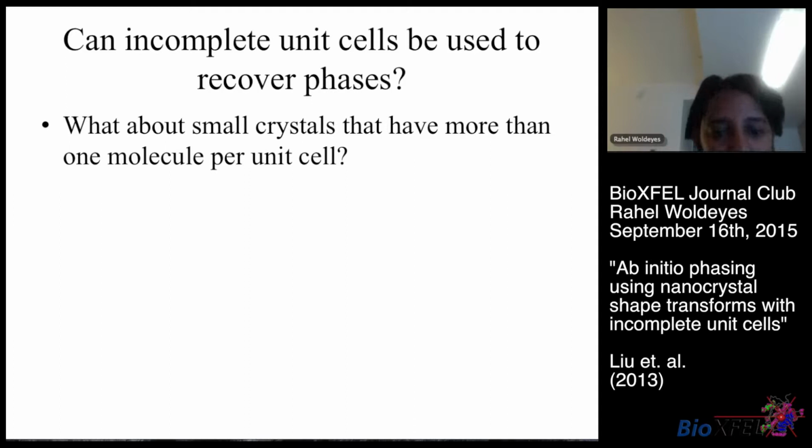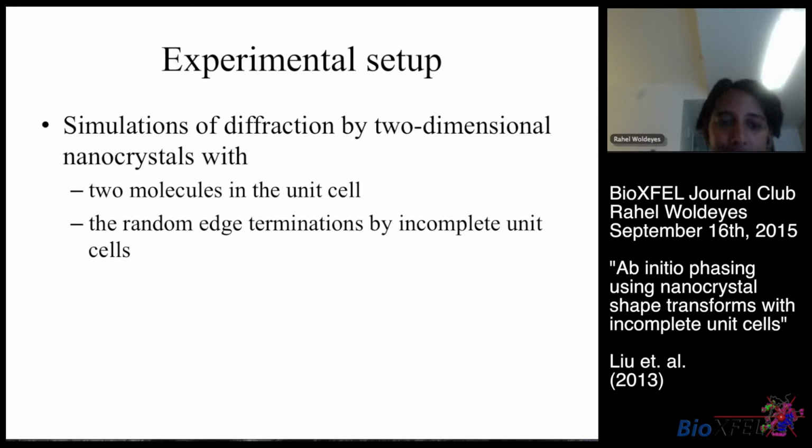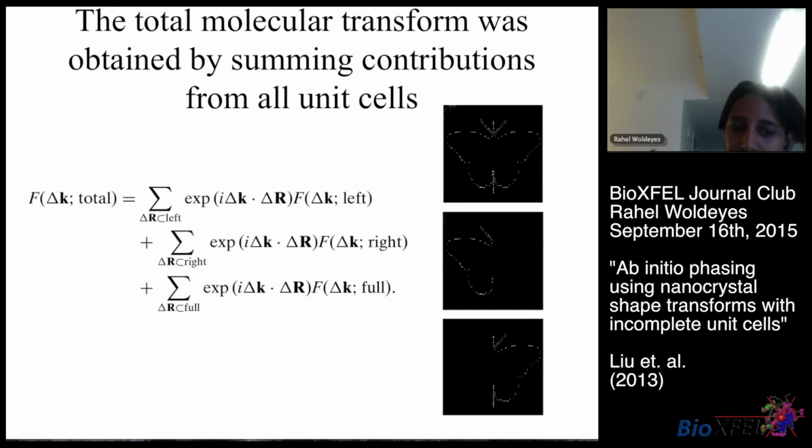So the experimental setup is, in summary, a simulation of diffraction by a two-dimensional nanocrystal, and they're using two molecules per unit cell, and they have the edge terminated using incomplete unit cells. So the molecular transform that the authors used was obtained by summing contributions from all unit cells. In their case, the full unit cell refers to this full image of a butterfly, and you have partial unit cells, which refers to either the right or left part of the butterfly.